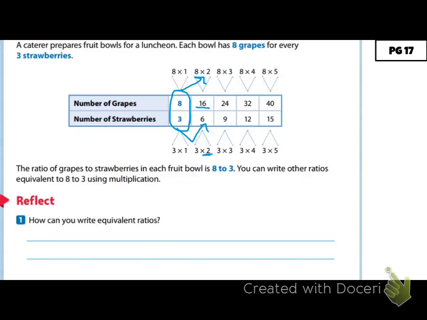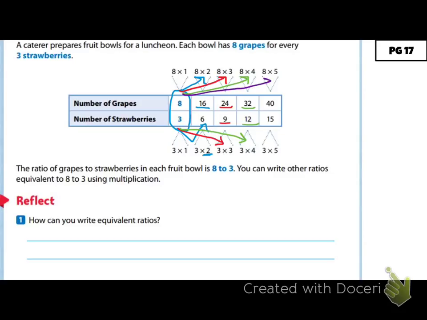And then you can do the same thing with the next one. Start with your beginning ratio. They did 8 times 3 to get 24, so they would do 3 times 3 to get 9. And then they would do the same thing for the next one: 8 times 4 to get 32, and 3 times 4 to get 12. And this is where they are getting their equivalent ratios.